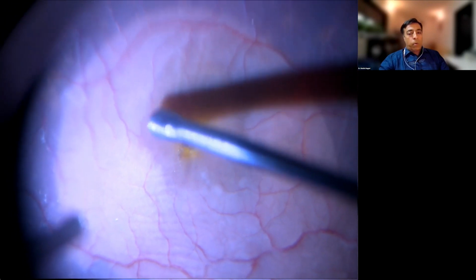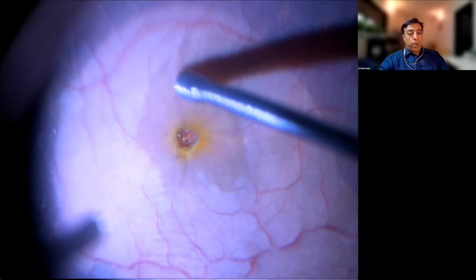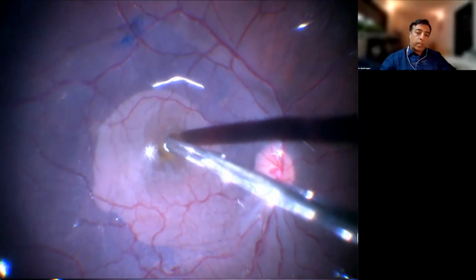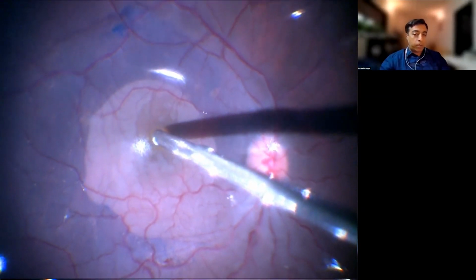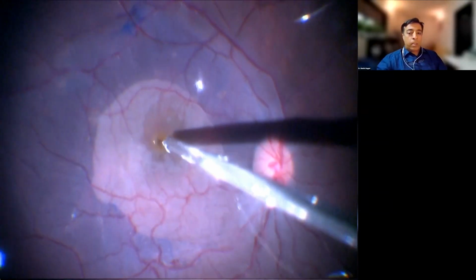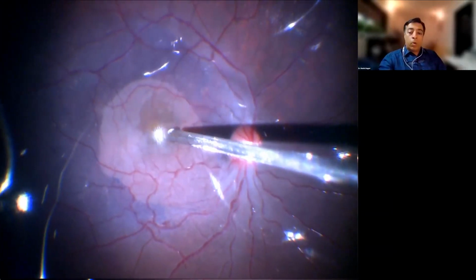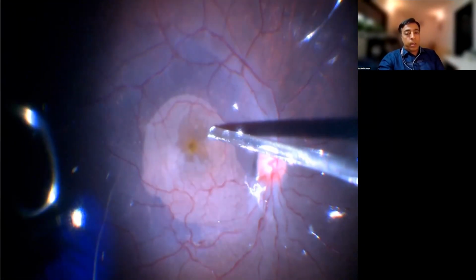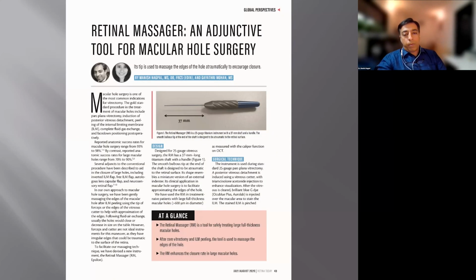And now this is what is most commonly used by us, and it works very effectively because there's always a residual traction or a contraction on the edges even after you peel the ILM, especially for larger holes. I think this maneuver works very well. At the end of surgery, when I do air fluid exchange, you can see that the hole is almost a pinpoint. Most of these holes tend to close during the surgery itself by the end of it. This is something we had published on the work of the massager.